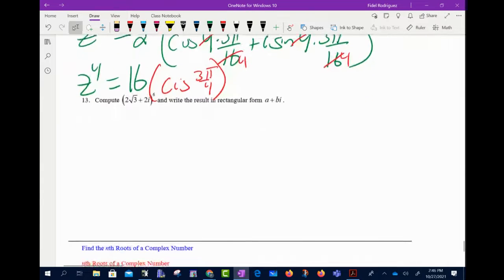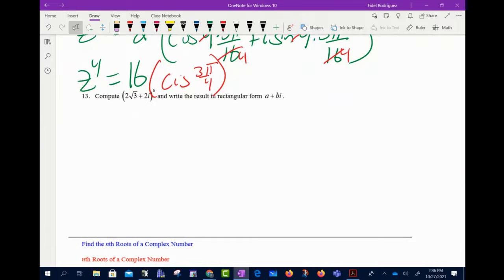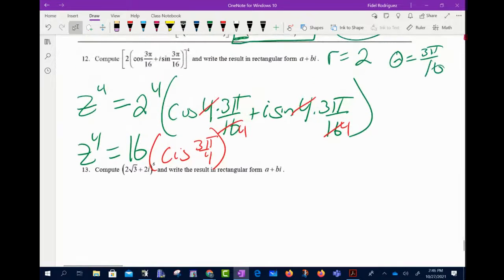All right, let's take a look at number 13. Let me ask you a question, y'all. If I'm going to do 13, what do you think should be my approach? Is this number written in rectangular form or in polar form? It's in rectangular form, right? Do you see how easy it was for us to do number 12 because it was already in polar form? That's what we want to do here. So let's take a look.